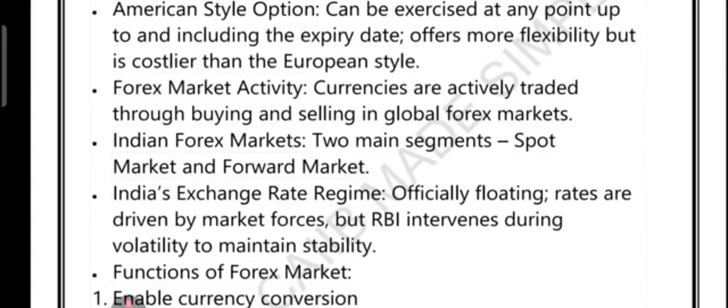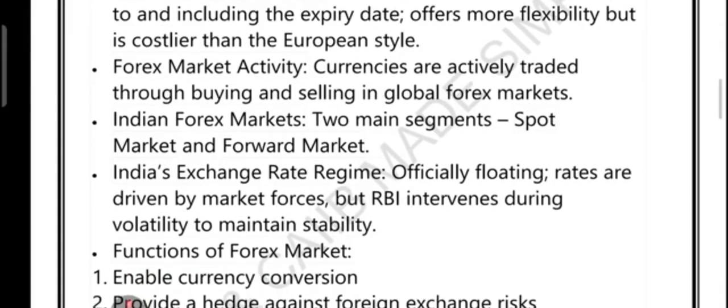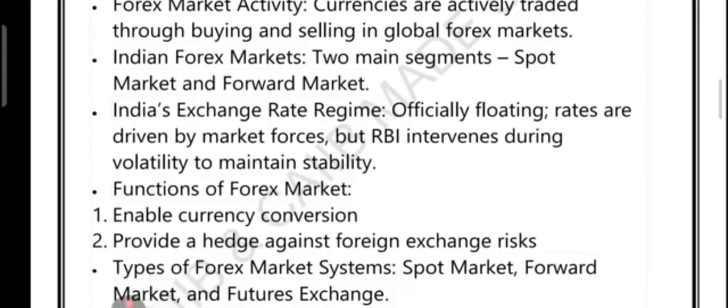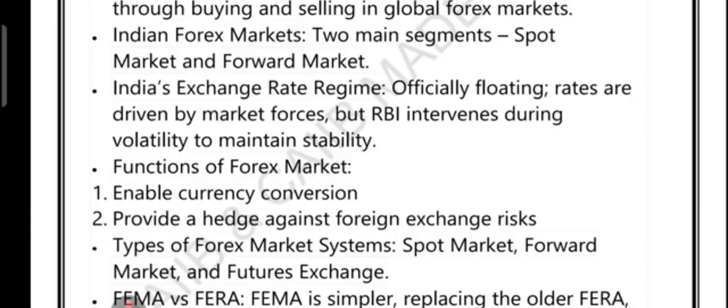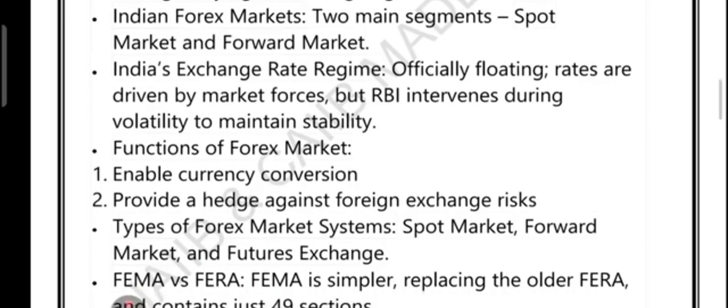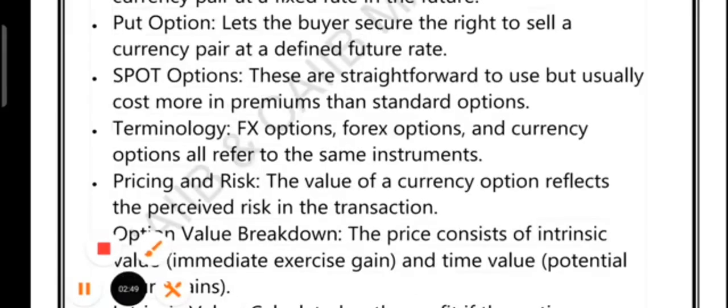Now, the forex market is where people and institutions buy and sell different currencies worldwide. In India, the forex market has two parts, a spot market and a forward market. What happens in the spot market? Immediate currency exchange happens. What happens in the forward market? Currency exchange at a future date at a rate decided today. India's exchange rate is floating. It means market supply and demand set the value, but the RBI steps in when things get too volatile.